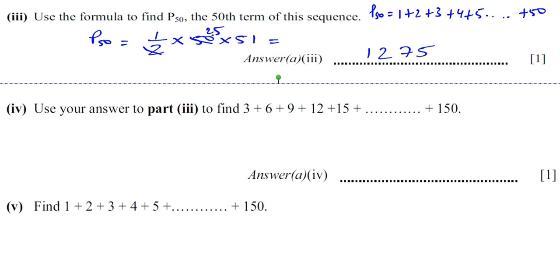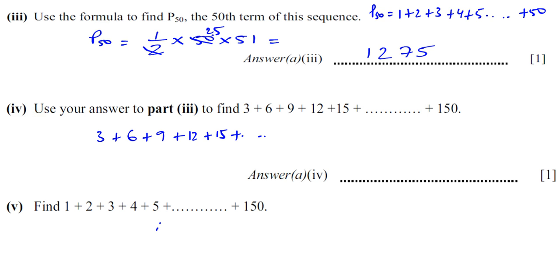Now we've got to find the sum of the numbers 3 plus 6 plus 9 plus 12 plus 15 plus all the way up to 150. And what you'll notice here, something that's only worth 1 mark, is that each of these numbers here are multiples of 3.